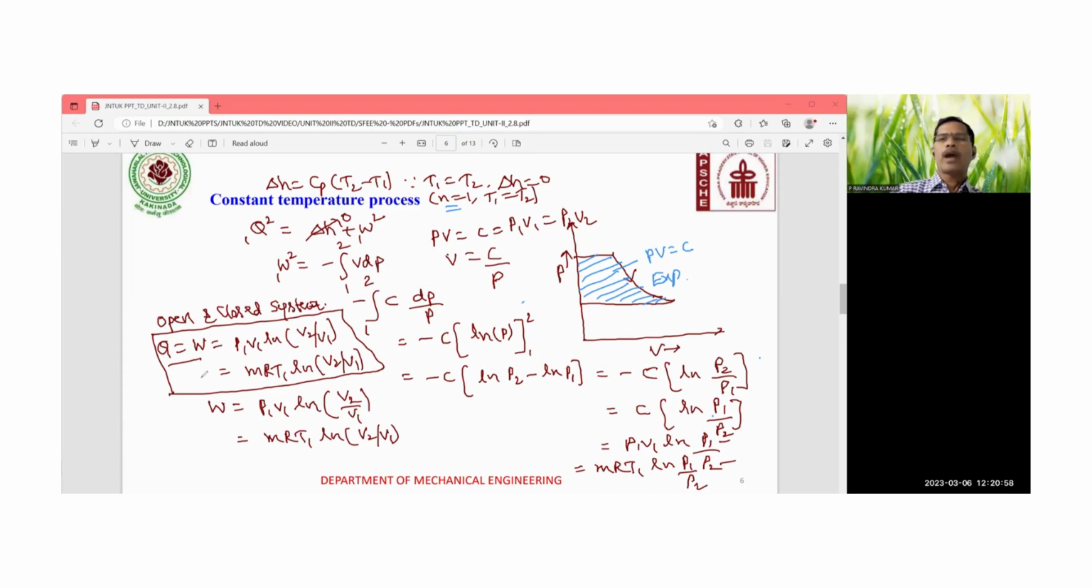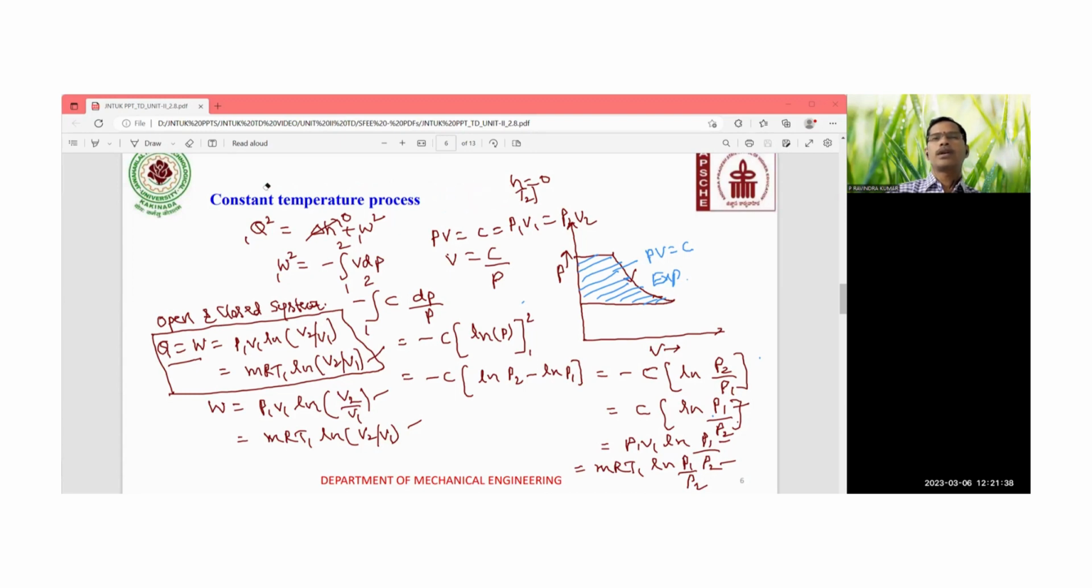So every student has to observe this particular information, right? If you get the numerical problem in terms of the pressure, then you have to use this expression. If you get the numerical data in terms of volume, that is V2 by V1, then you have to use this particular expression, right? So this is Q is equal to W is equal to P1 V1 ln V2 by V1, that is equal to MRT1 ln V2 by V1. So finally, you can use this particular expression for a constant temperature process. This is how you have to derive the expression, right?